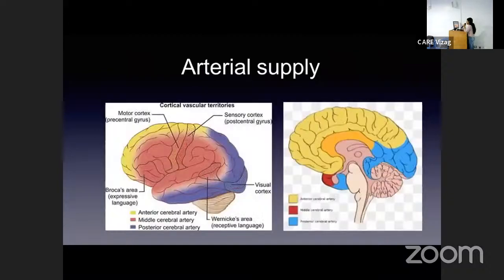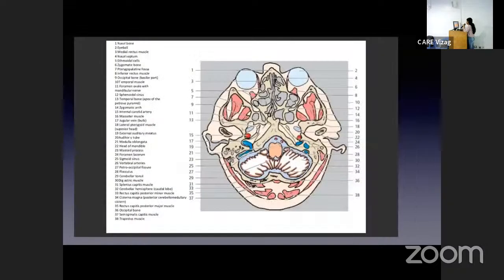Arterial supply of the brain. So here you find the lateral surface of the brain, which is supplied by the middle cerebral artery, except the portions of the inferior temporal lobe and the superior portions of the parietal lobe, which are again supplied by the anterior cerebral artery, which also supplies the medial portion of the frontal lobe, and the posterior cerebral artery, which gives the supply to the occipital lobe and the inferior portions of the temporal lobe.